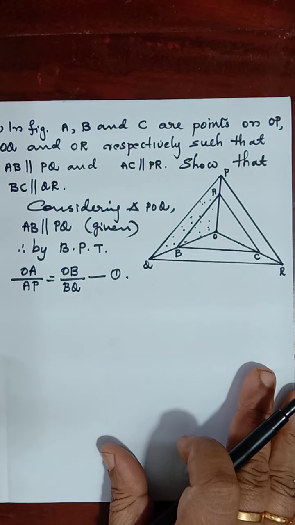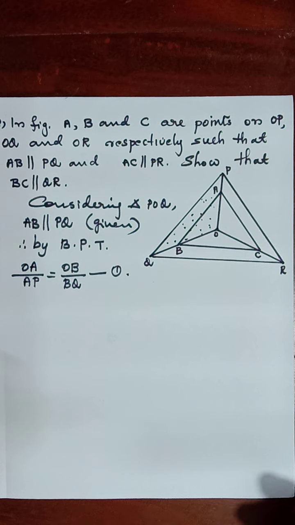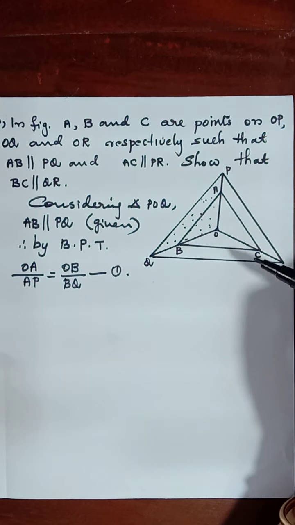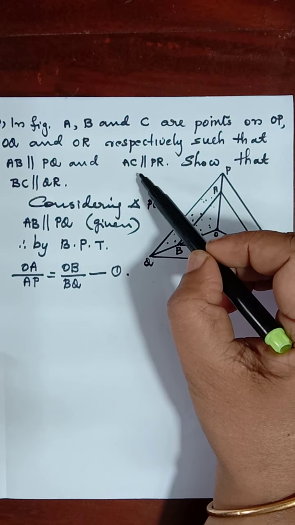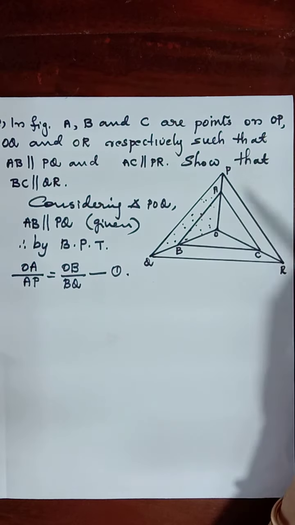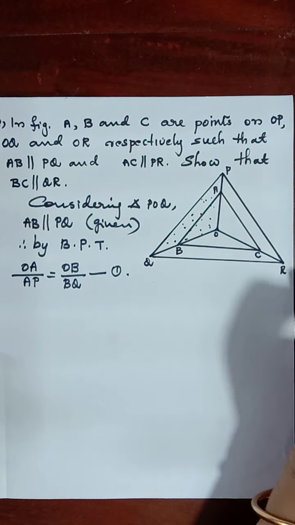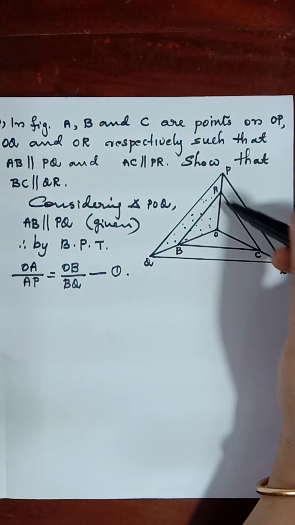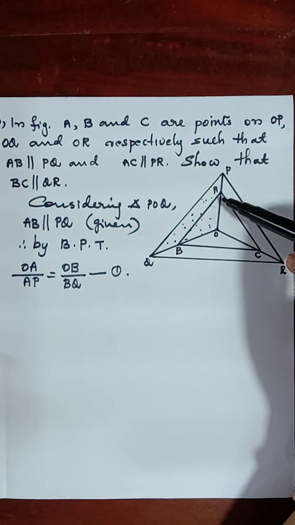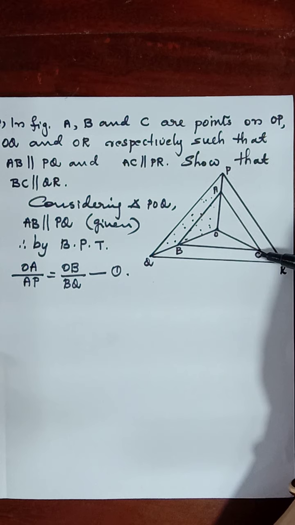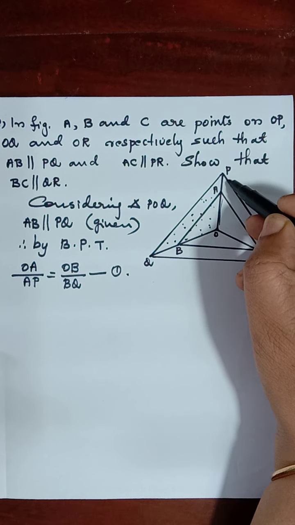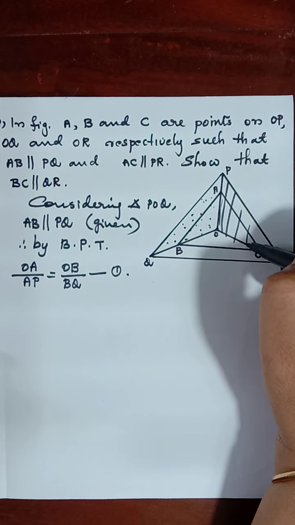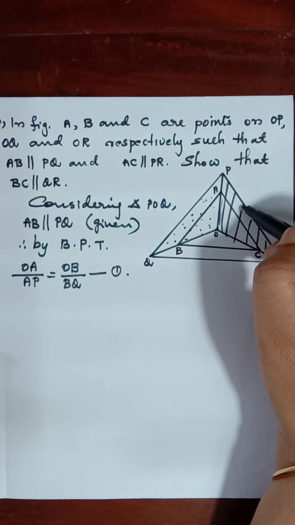So this question has appeared in many examinations. Just try to understand. Now the next point given: AC is parallel to PR. A is a point on OP, and C is a point on OR. Given AC is parallel to PR. So let us take this triangle. This is a triangle to be noted.